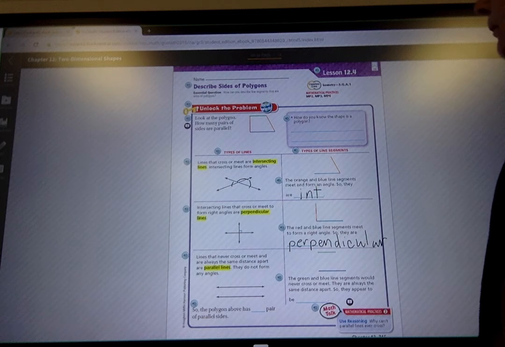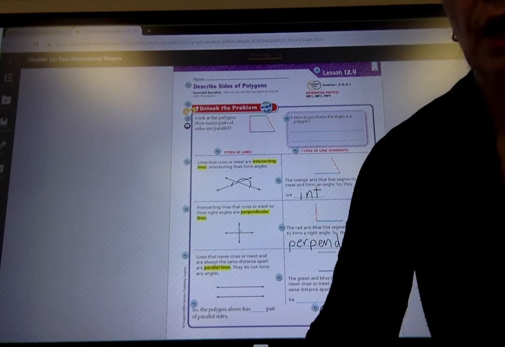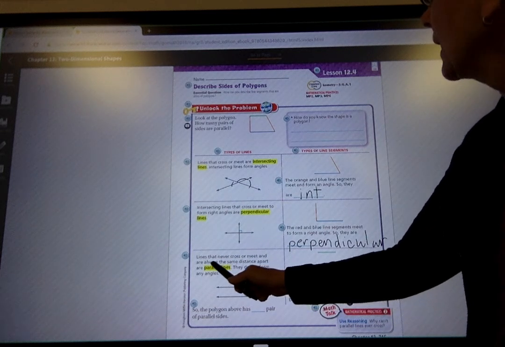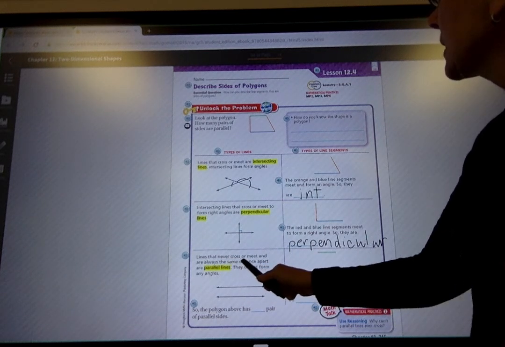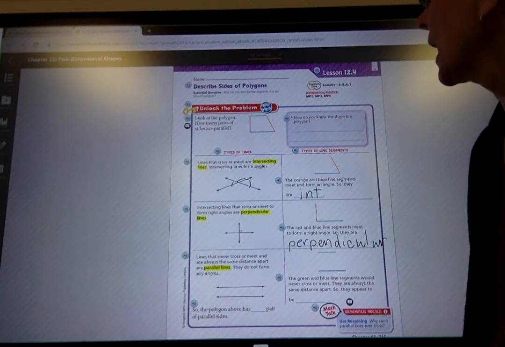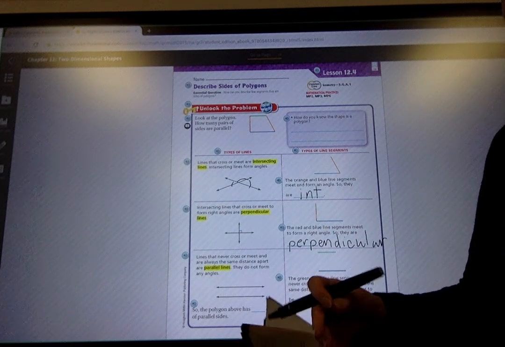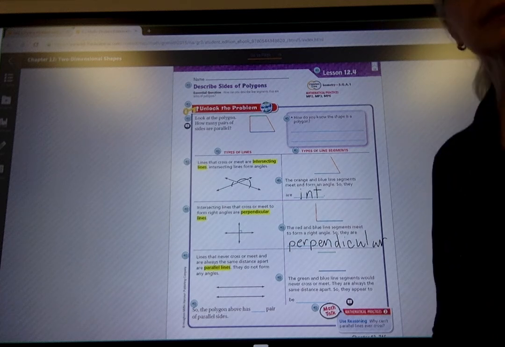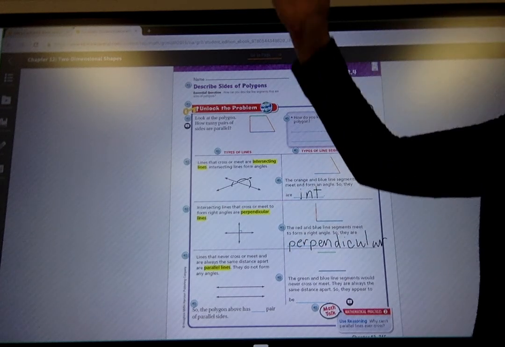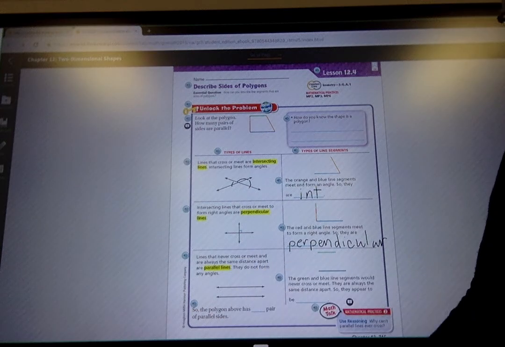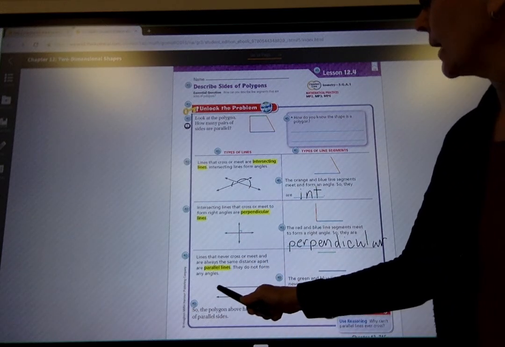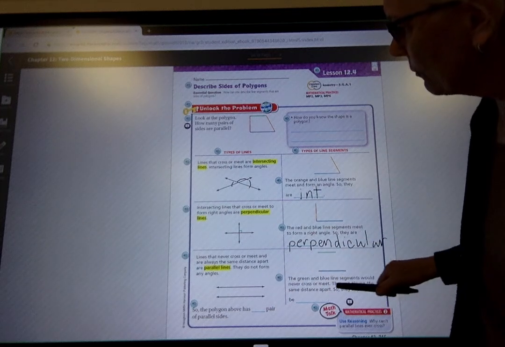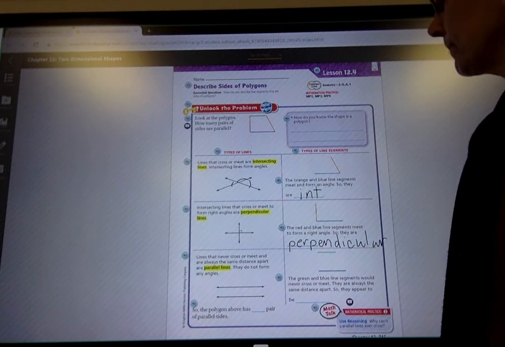Lines that never cross or meet, and they are always the same distance apart, are called parallel lines. Now, if we were in school, we'd be looking around the room and we'd be finding all sorts of parallel lines, like in the ceiling tiles and in the bricks. These are lines that stay the same distance from each other and go on forever and never cross.